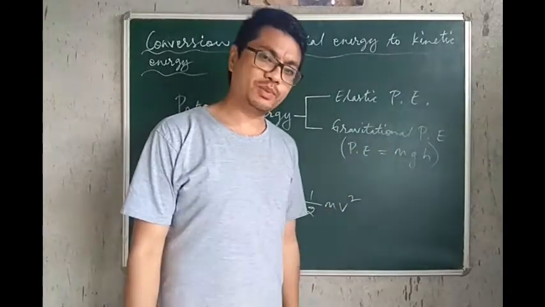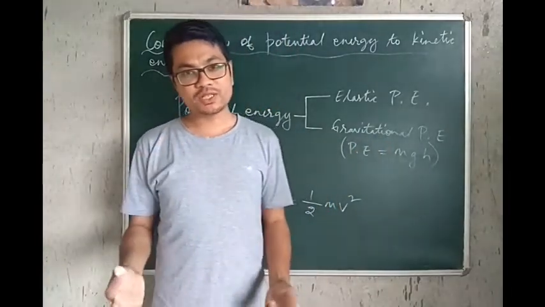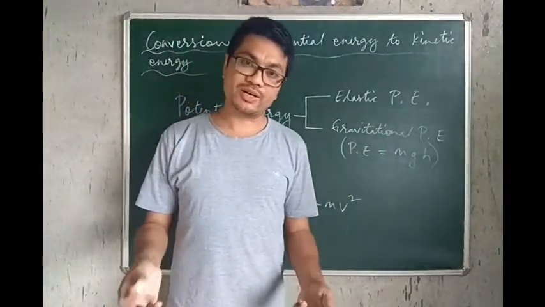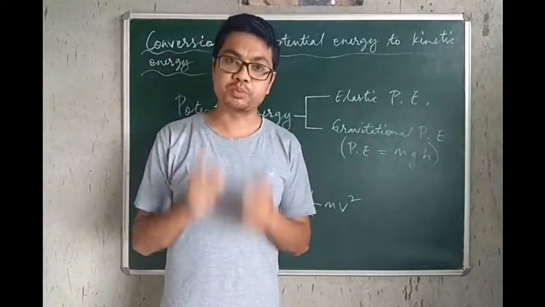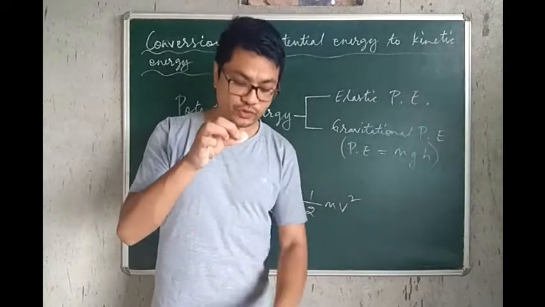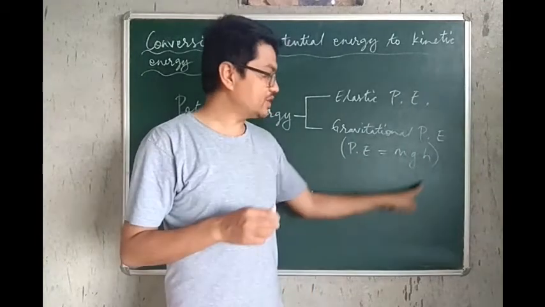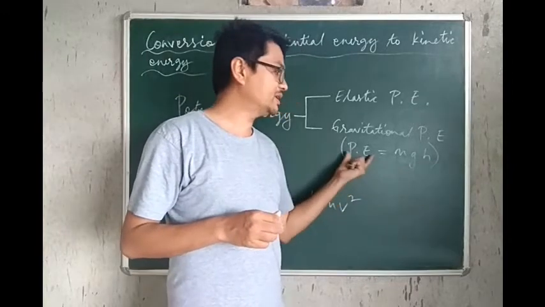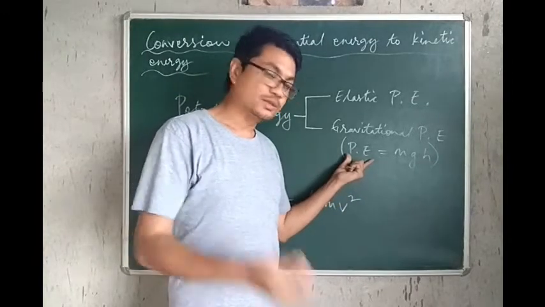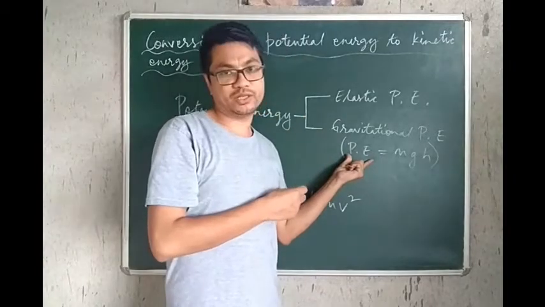And what was gravitational potential energy? Gravitational potential energy was the energy possessed by a body, or stored in a body, due to its position. Position meaning its height from the ground. You can see from this expression itself, the higher the value of h, the more will be the gravitational potential energy.